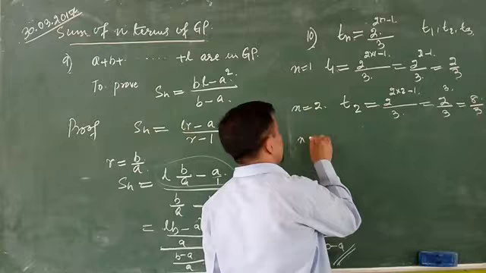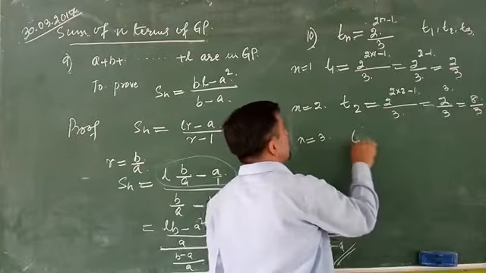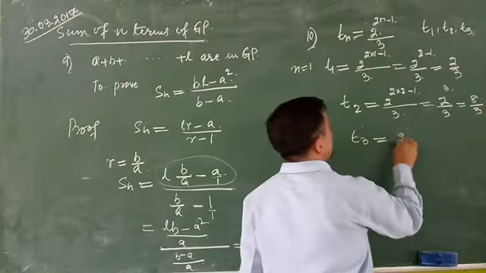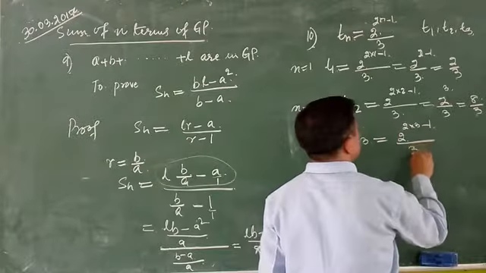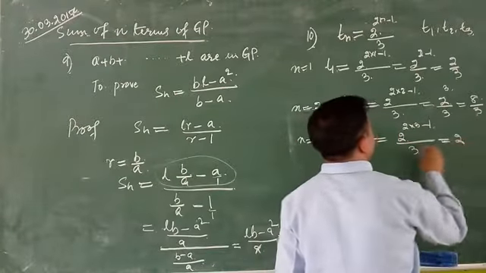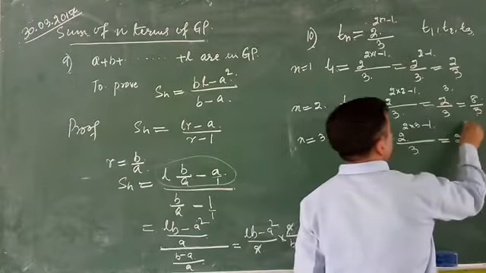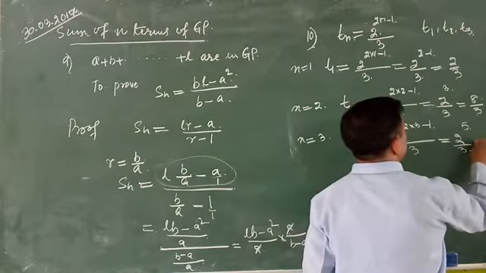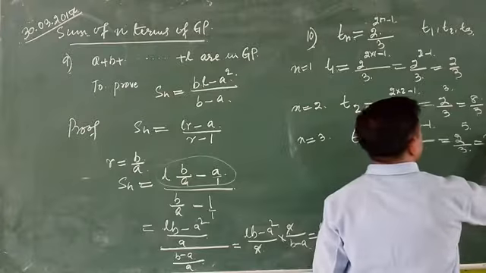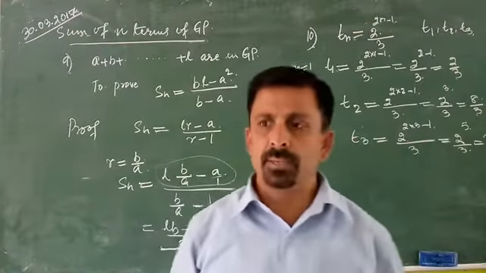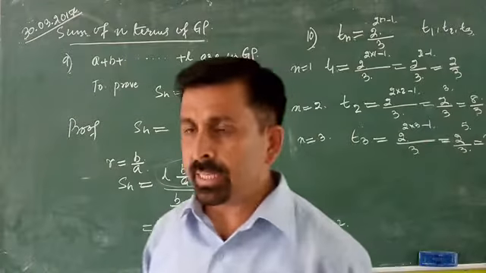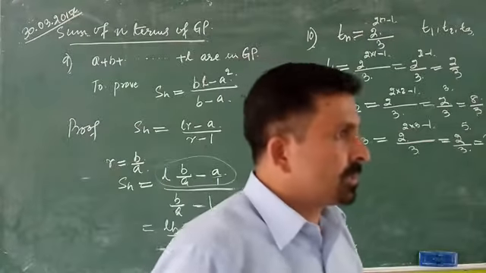And likewise, we can calculate the third term. T3 is equal to 2 to the power (2 into 3 minus 1) divided by 3. This is 2 to the power 6 minus 1, 5, divided by 3. 2 to the power 5 is 32, divided by 3. And this is how you got the first three terms of the GP series. Am I understood? Yes, sir.